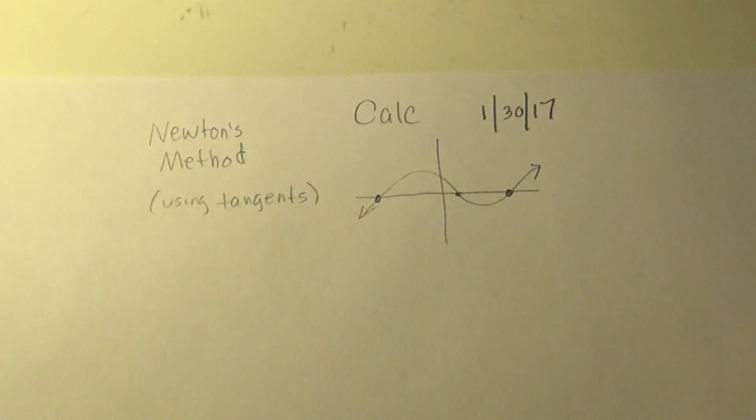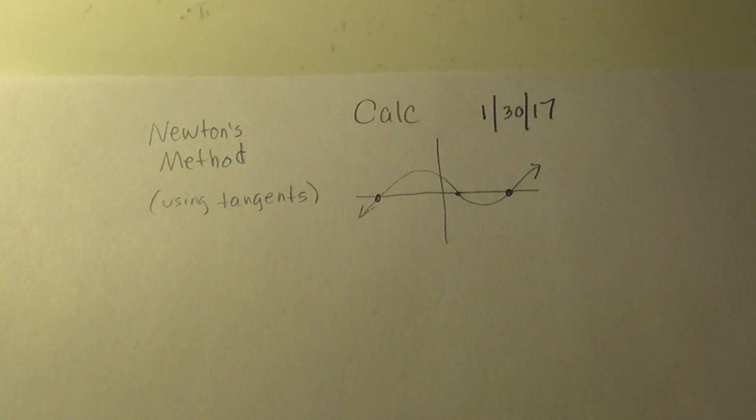lines to approximate roots. Sometimes it's difficult to solve a given equation for the roots, so he added a method that could approximate the roots to any amount of accuracy. So, alright, we're going to think of how to do that.